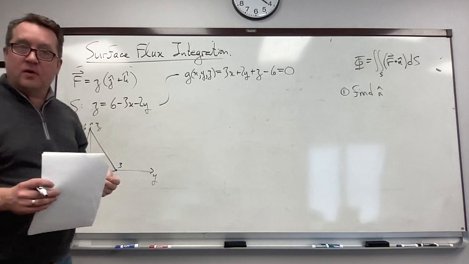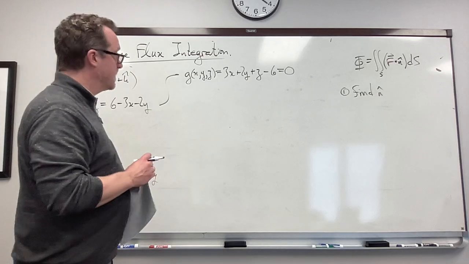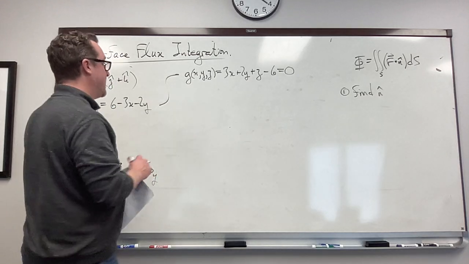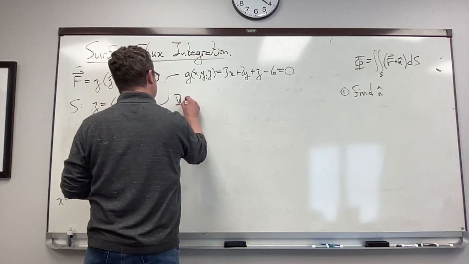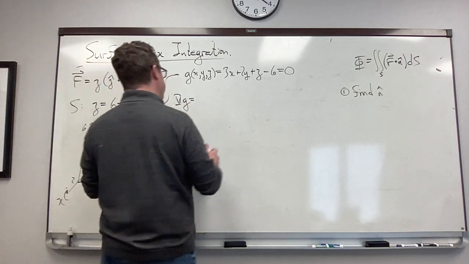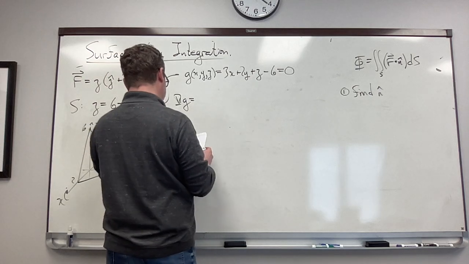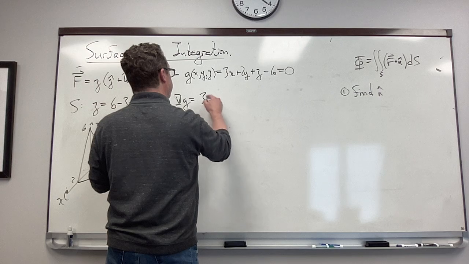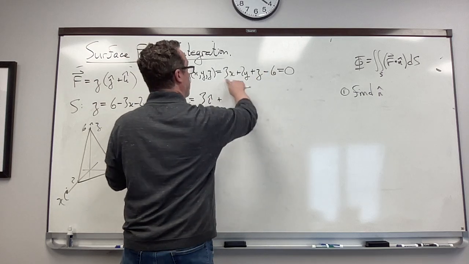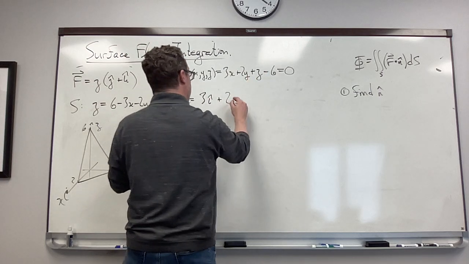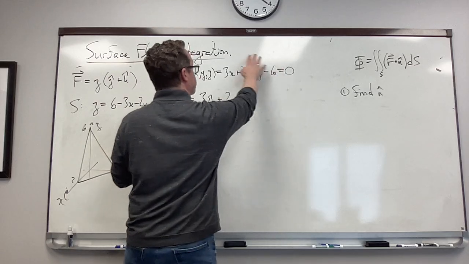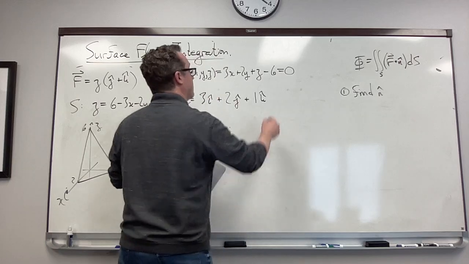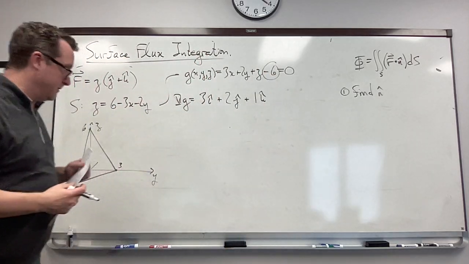Now, this is just like when we talked about gradients earlier, weeks ago. So to find the direction perpendicular to this, I need to calculate the gradient of g. So the gradient of g is the partial with respect to x, which becomes 3i, plus the partial derivative of this whole thing with respect to y, which is 2j, plus the partial derivative with respect to z, which is 1k. This really doesn't matter, actually, but we keep it in there.